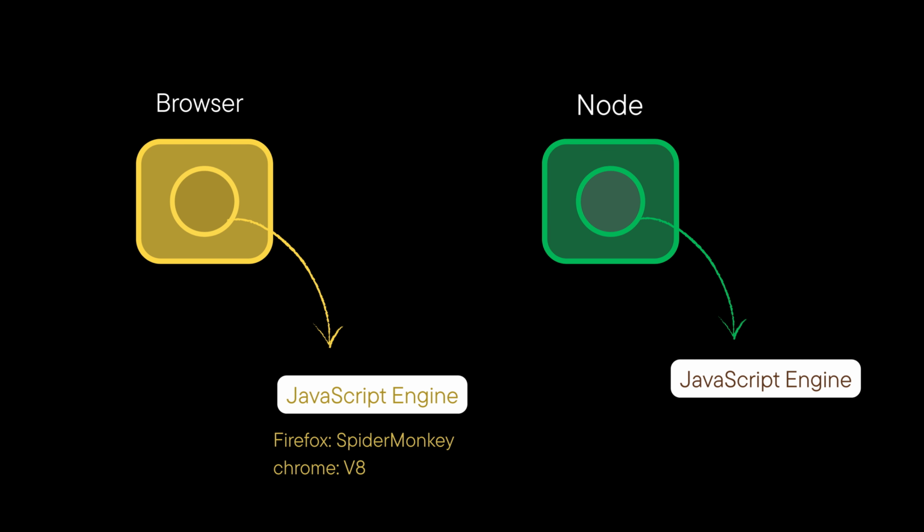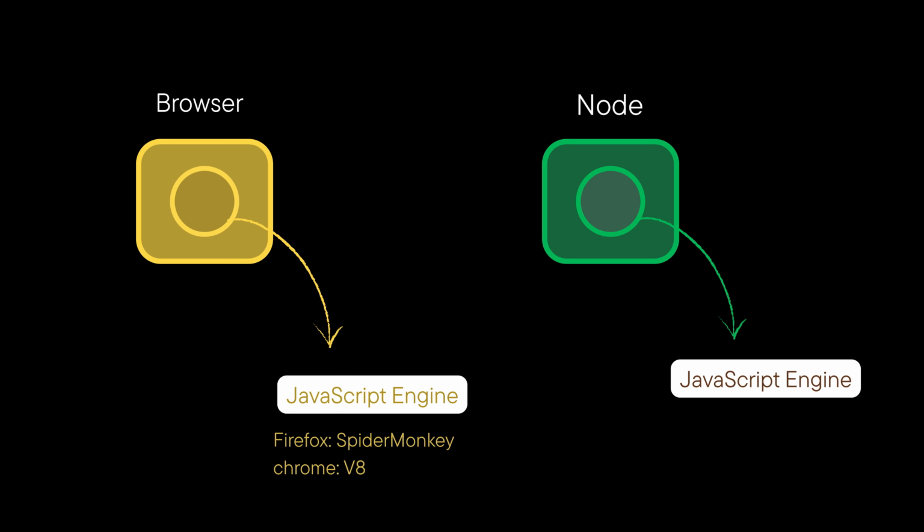Now with this, we can run JavaScript code outside of a browser, so we can pass our JavaScript code to Node for execution. And this means with JavaScript, we can build the backend for our web and mobile applications. So in a nutshell, JavaScript code can be run inside of a browser or in Node. Browsers and Node provide a runtime environment for our JavaScript code.